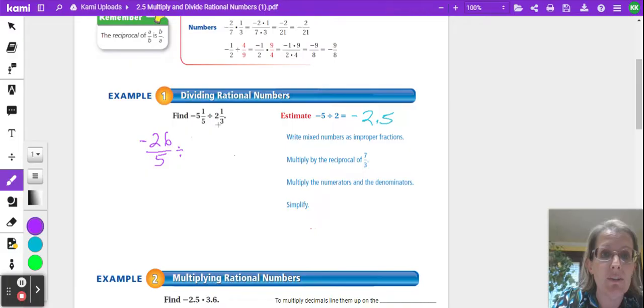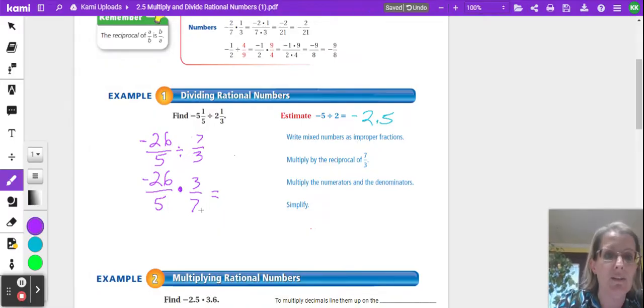3 times 2 is 6. 6 plus 1 is 7. So I get 7 over 3. So I have negative 26 fifths divided by 7 thirds. When I rewrite that, I copy the first number, negative 26 over 5, change divide to multiply, and then use the reciprocal, 3 over 7. So I get negative 26 fifths times 3 sevenths.